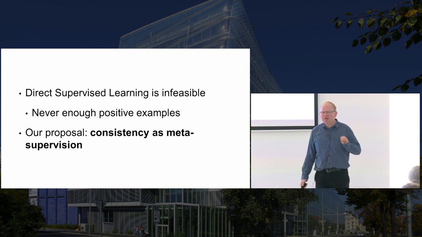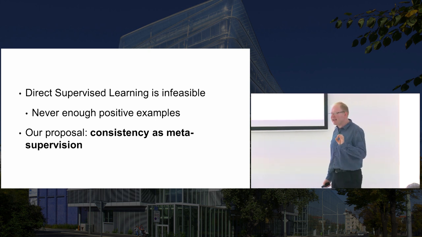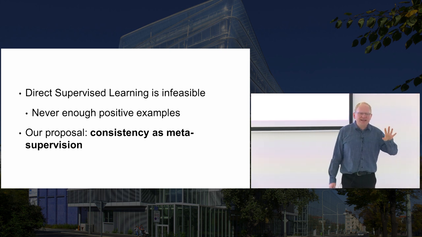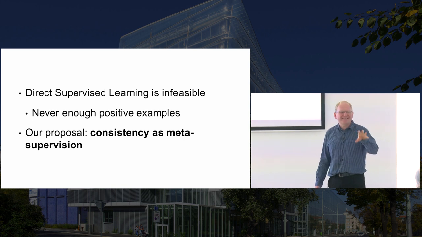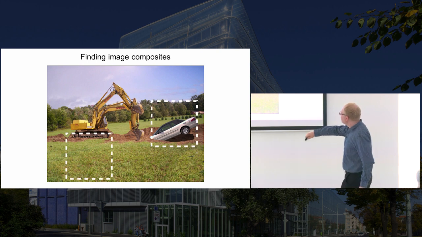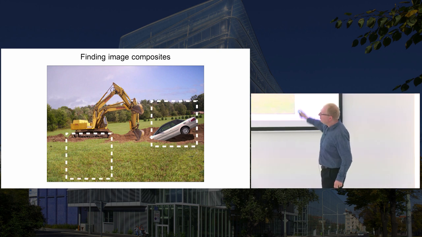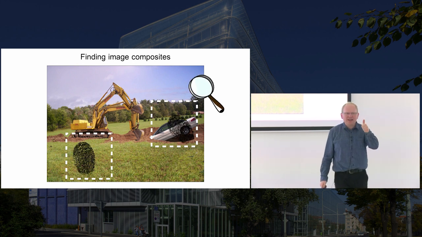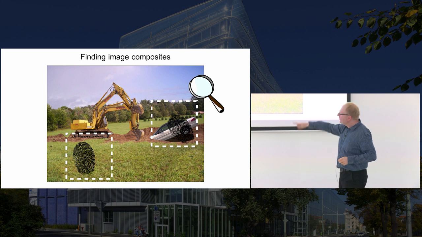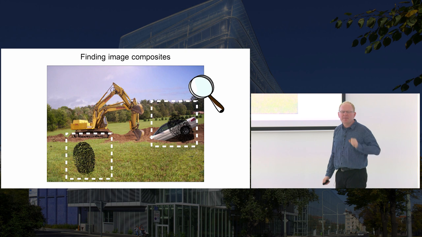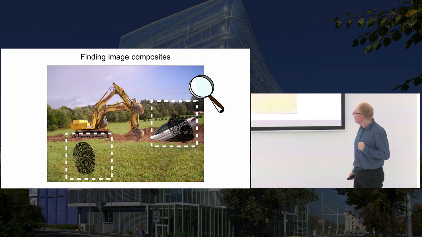So what we're going to do is think about this as anomaly detection. We're going to see if we can learn whether an image is consistent with itself. The idea is the following: we can look at a couple of patches of this image and see whether there's some kind of fingerprint in these patches that tells us they might have come from different imaging systems, that they are not from the same camera or not from the same image.